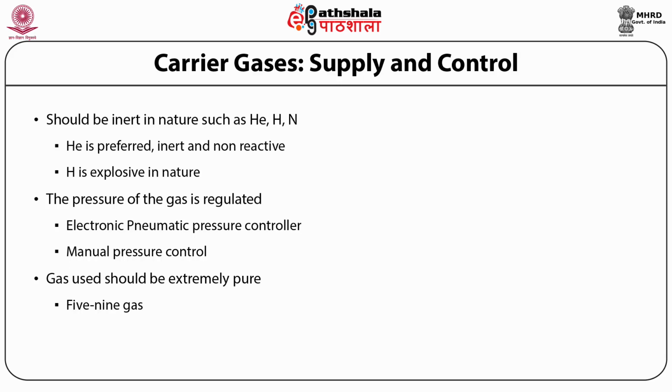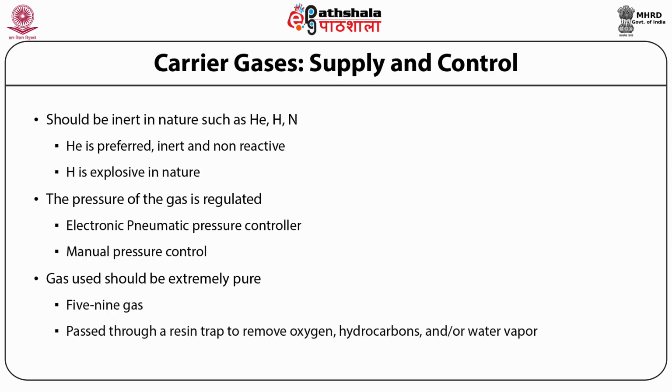Sometimes, for a few applications that require extremely pure gas, the helium gas entering the separating column is passed through at least a resin trap that removes oxygen, hydrocarbons, trace analytes, and water vapors which might interfere with the analysis or degrade the column or interfere with the detection system. Special attention should also be given to the purity of the tubing which is used to connect the source, that is the cylinder, and the machine, that is the gas chromatograph.